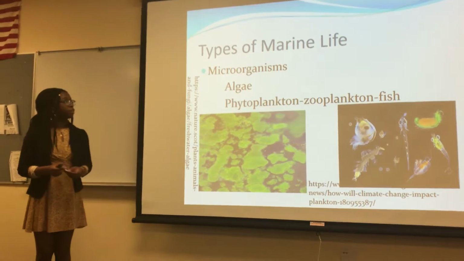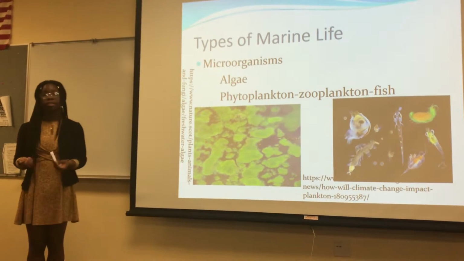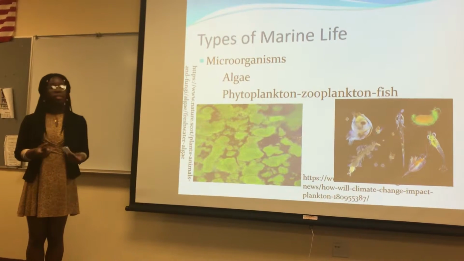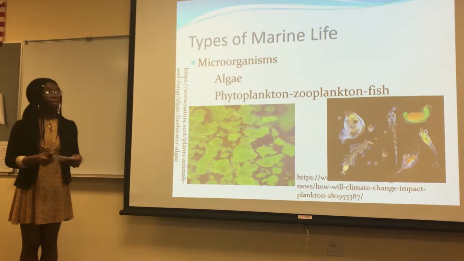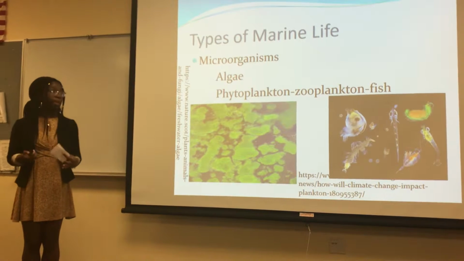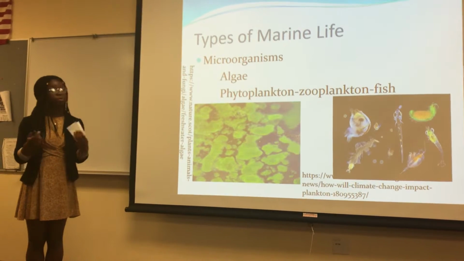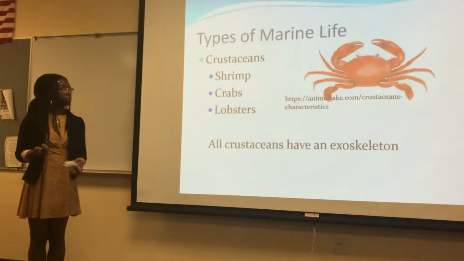Other types of marine life include microorganisms such as algae. Algae are mainly eaten by frogs and fish. And then there's plankton. Phytoplankton is the first one, and they get their energy from the sun. And then they get eaten by zooplankton, which are a little bit bigger, and then they get eaten by fish. So in the food pyramid of the sea, phytoplankton are at the very bottom.